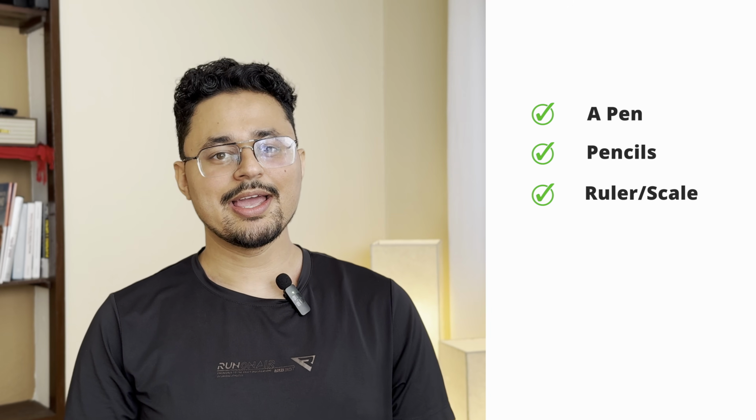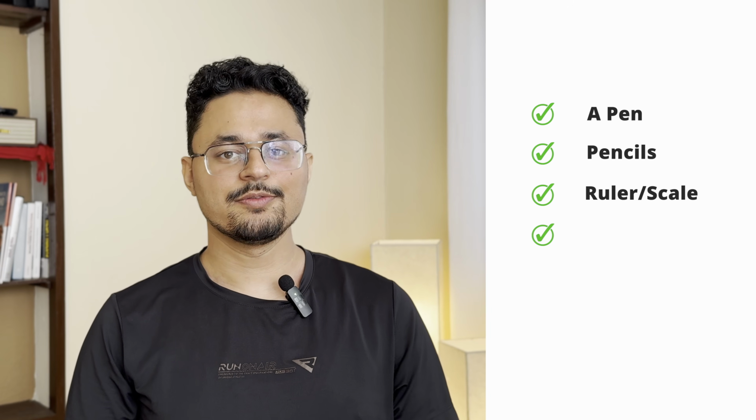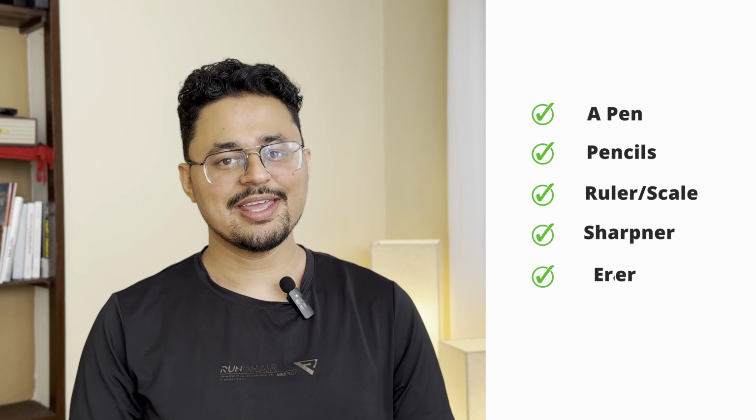Second is pencils. I recommend you to take at least 3 different pencils, 2H, HB, and 2B. I'll explain to you the use of all these pencils later in this video. Third is a ruler or a scale. I personally recommend a plastic scale. Fourth is a sharpener, and fifth, an eraser.